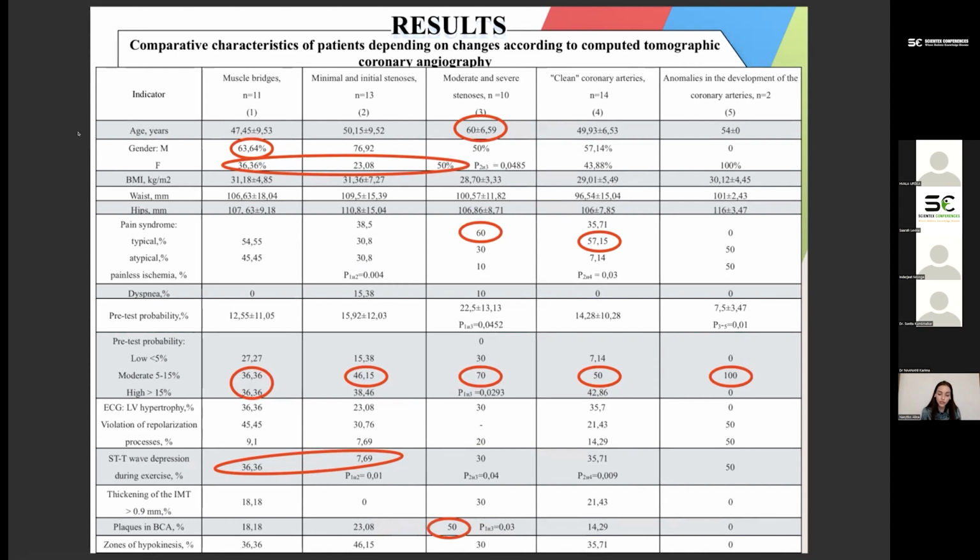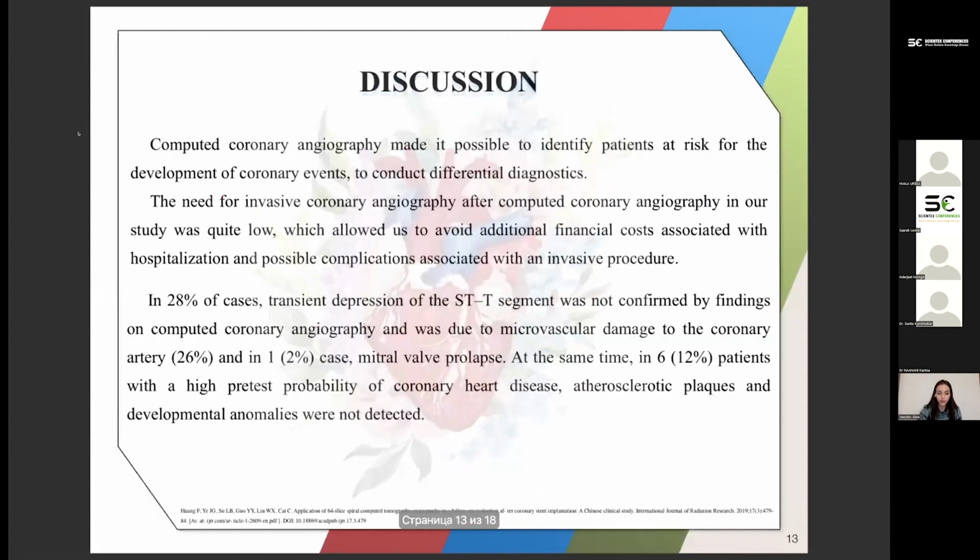In group 3, patients were found to be older than those in other groups. Compared with the detection of initial stenosis, women were more common in the third group. Apical pain syndrome predominates in patients with high pretest probability, and in the third group, more often than in the first and fourth groups, there was atherosclerosis in the carotid arteries. A feature of patients with clean arteries is a higher incidence of exacerbation of pain. Pretest probability in groups 4 and 5 was more moderate.